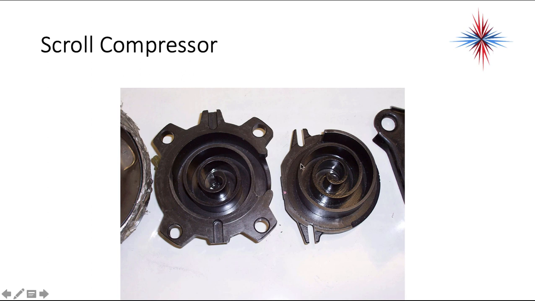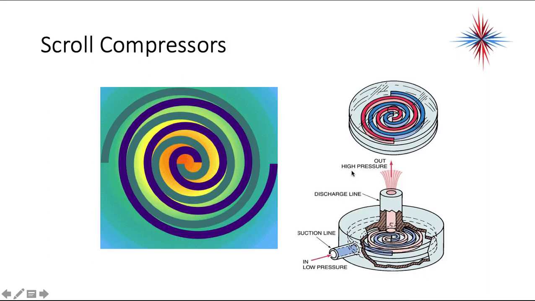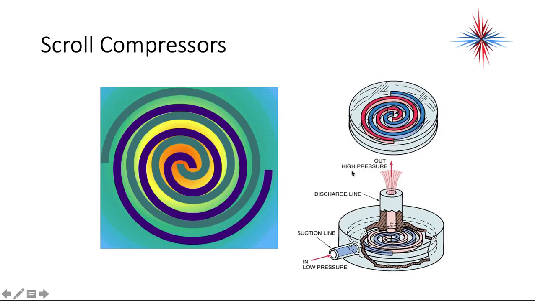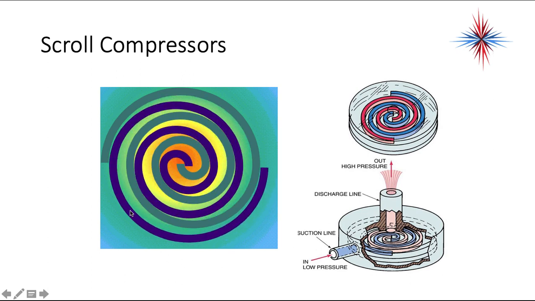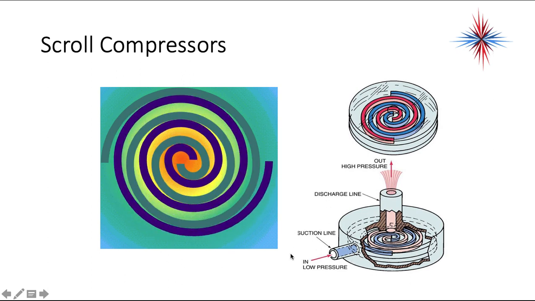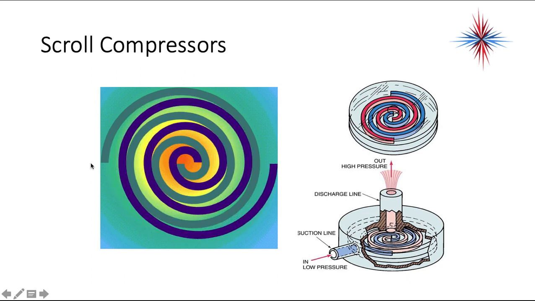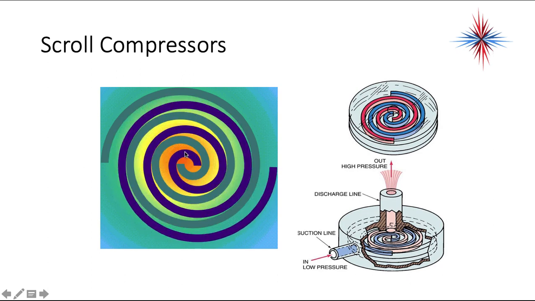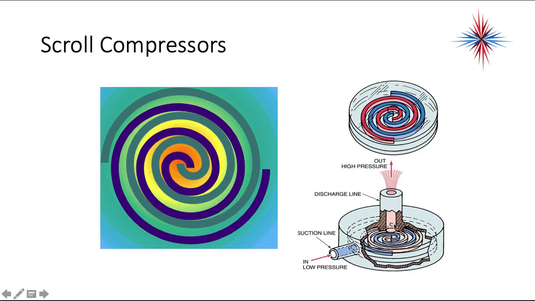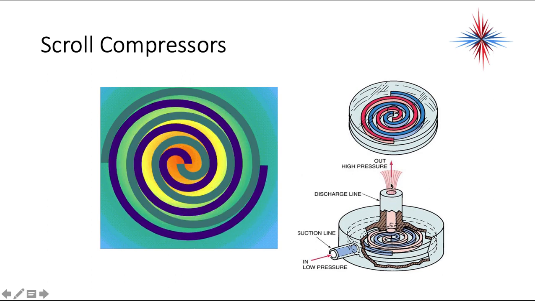And why it's called a scroll compressor is exactly that. So as the rotating part moves in the stationary part, it pulls low pressure refrigerant in from the sides. Okay, and then as the scroll moves, it forces that refrigerant and compresses it into high pressure in the center where the discharge line is.